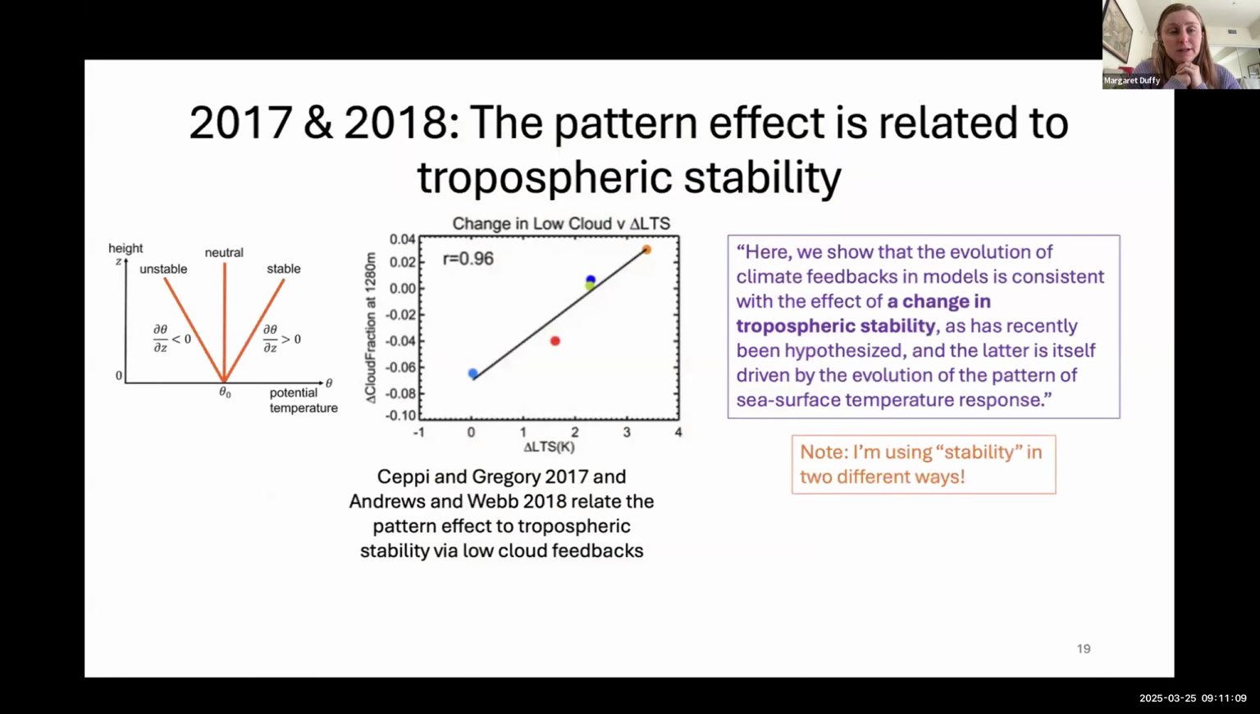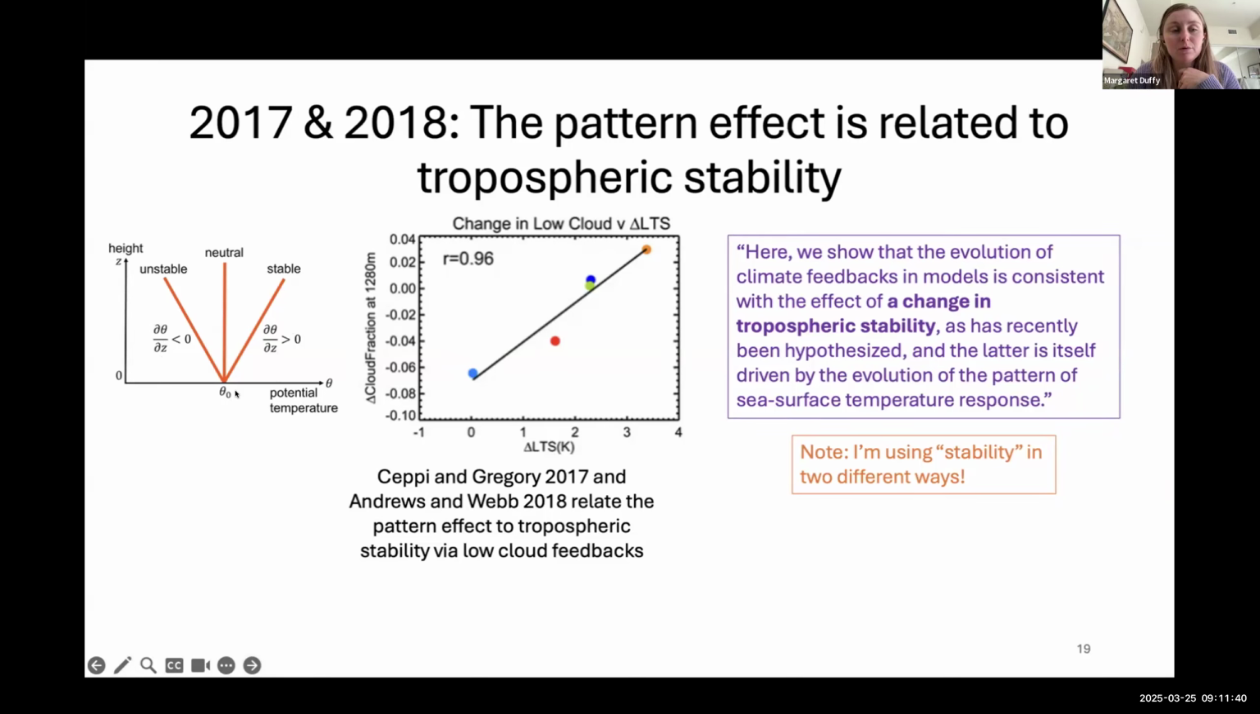What else? In 2017 and 2018, the pattern effect was related to tropospheric stability. This is really because the low clouds in those tropical subsidence regions are very important. They have very strong feedbacks and very strong changes with warming. On the y-axis here is the cloud fraction, and on the x-axis here is lower tropospheric stability. These things are very correlated.